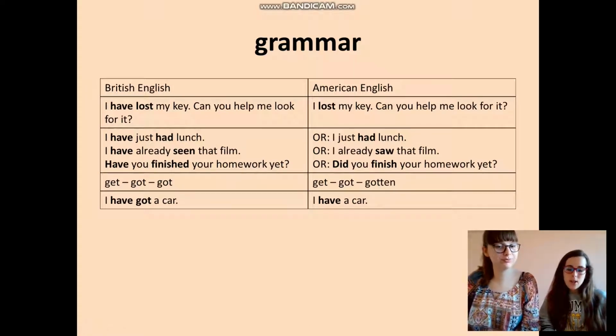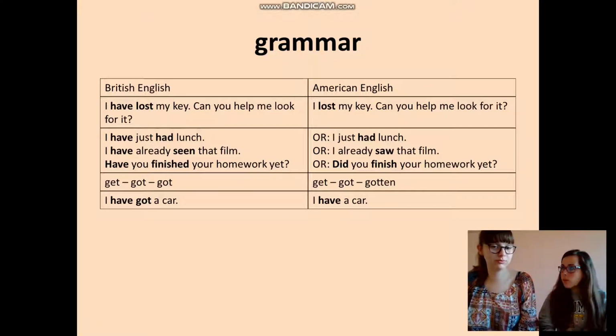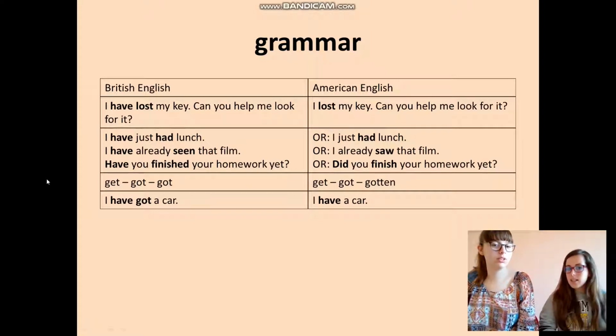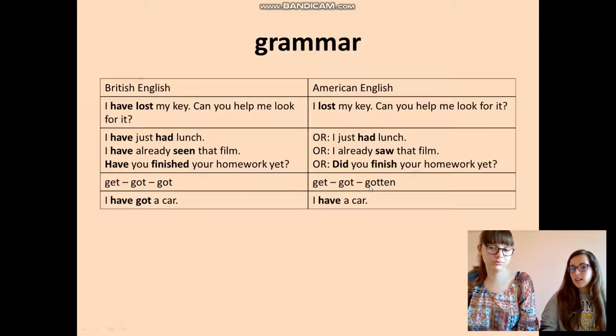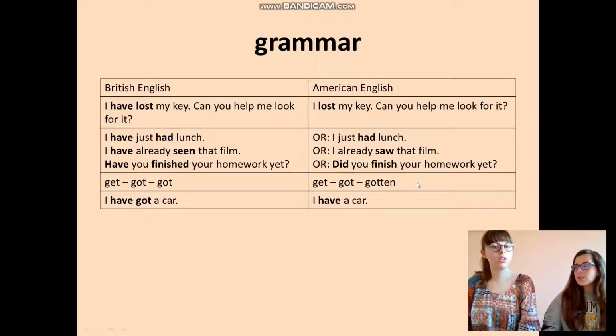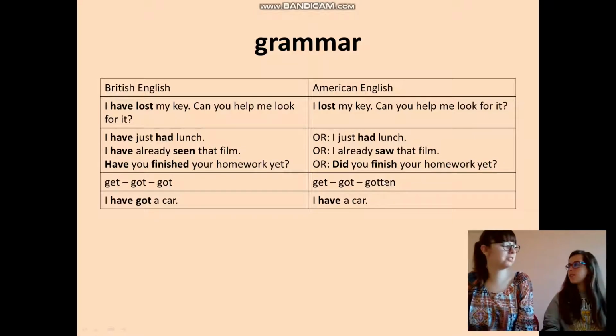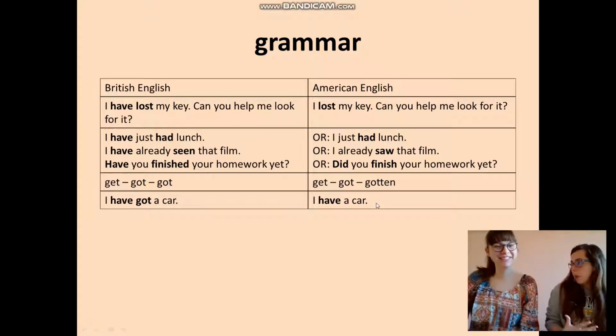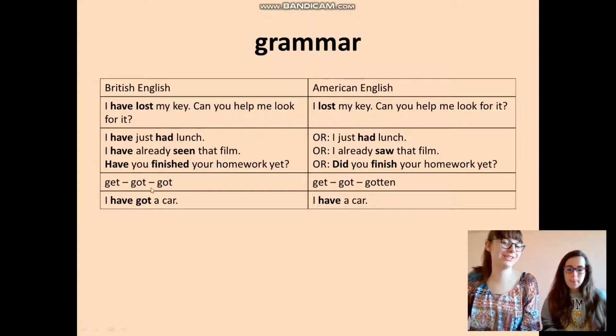And also the past participle of some verbs, like the verb to get. It's also different between British and American English. As you can say, get, got is the same, but the participle is got in British English and gotten in American English. And I don't know, sometimes I think I say got in general, but sometimes I say gotten. I have learned this and I use this mostly, I think. But I know that these words also exist.